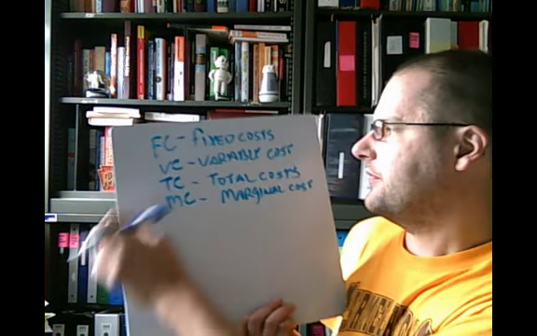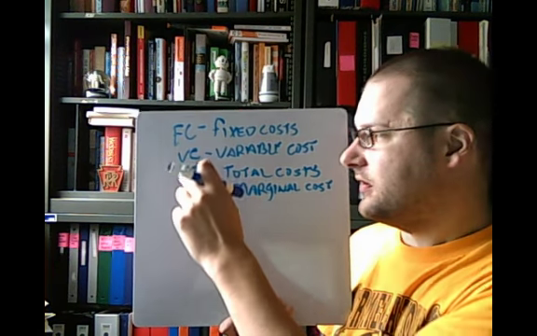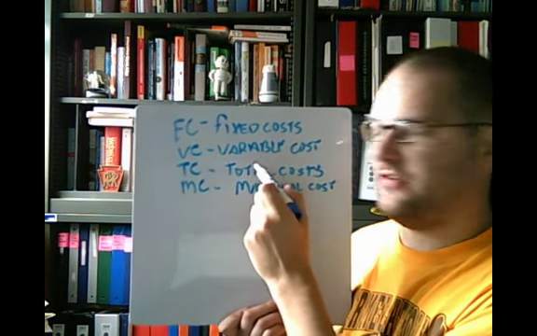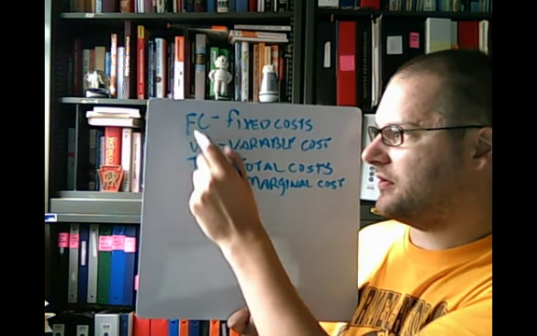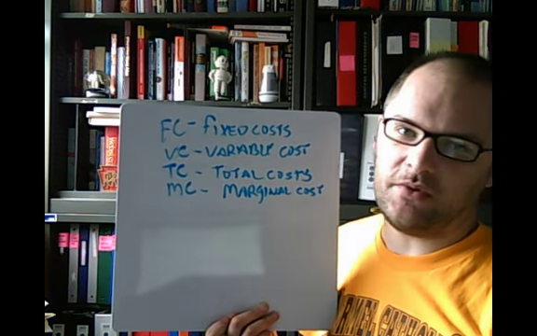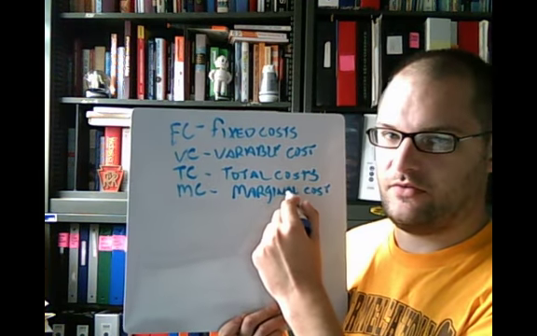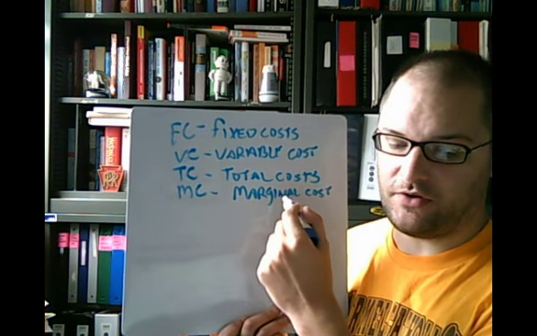Now, the fixed costs would be costs that do not change with the amount of the output. The variable costs would be the costs that do change with the amount of the output. The total cost would be the summation of these two. And then the marginal cost would be the change in the total cost for changing the quantity.